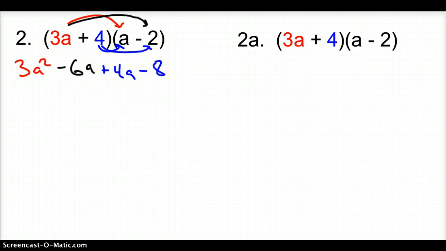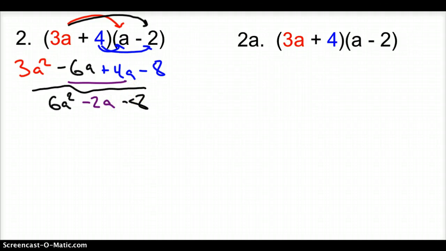Now we have to combine our like terms. So we combine our like terms right there to get a negative 2a, and then we just bring everything else down. So it's 6a squared minus 8, and your answer will look something like this. And now let's try it a different way. If you don't like this way, it's fine. We're going to just try it a different way.